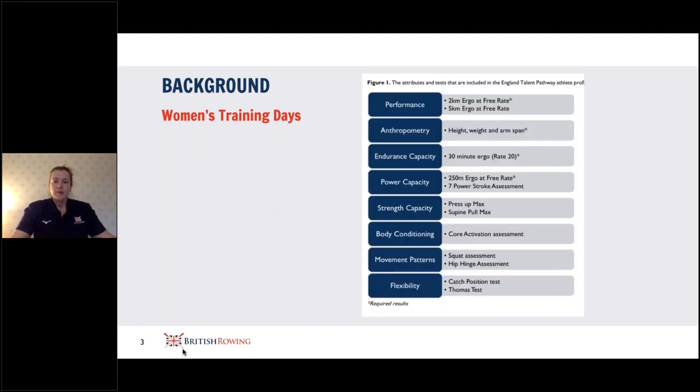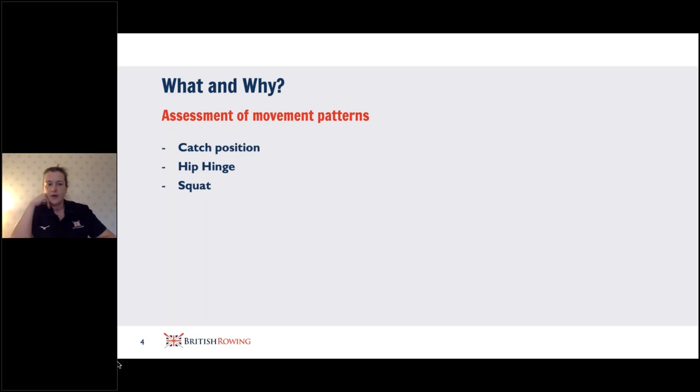So if we look at the testing protocols and performance testing protocols, there's a number of areas that we look at, and the ones that we're looking at in particular this evening are the movement patterns and flexibility, and in particular three movements. They are available within the rower development guide, and it's about getting those basics right. So what we're going to look at this evening are the catch position, the hip hinge, and the squat.